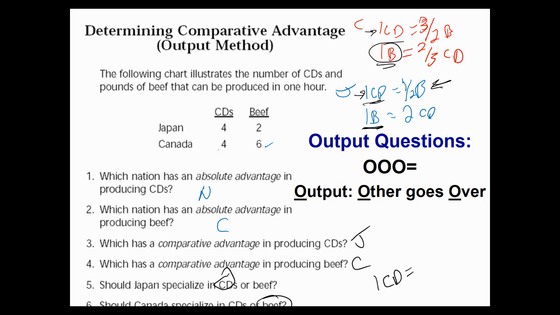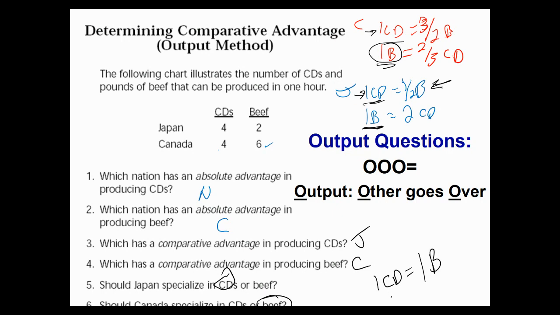So the area, they have to be willing to trade somewhere between greater than a half of beef, but less than three halves of a beef. So really, one CD for one beef would be a fair trade.